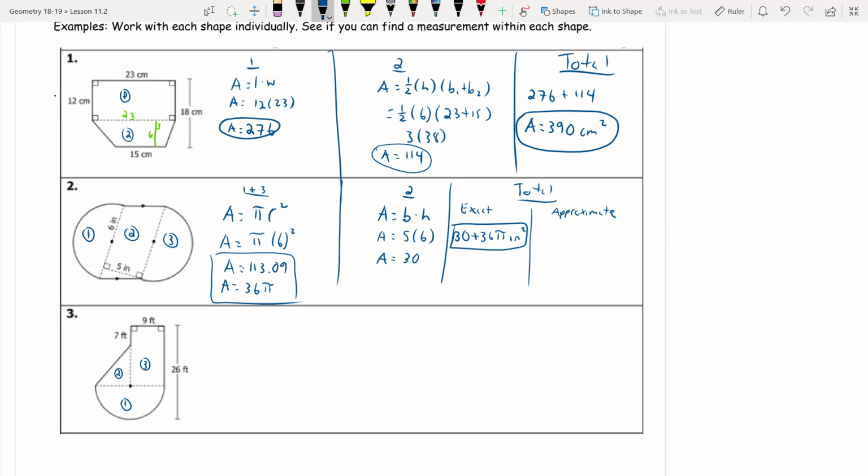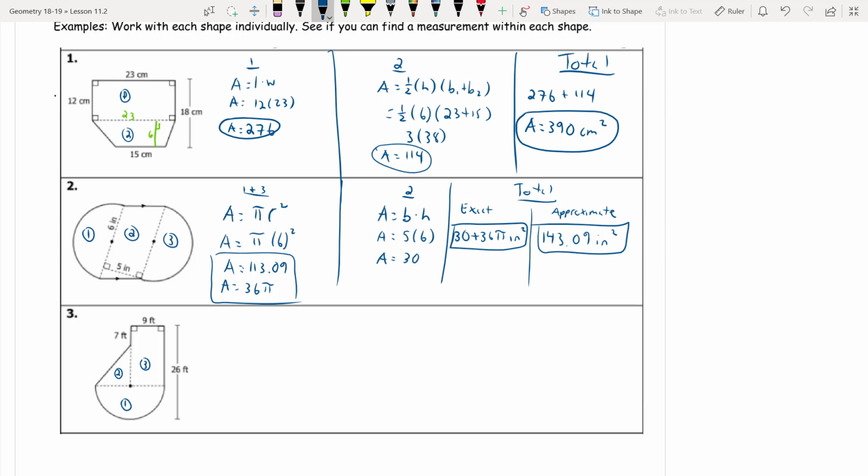If you're doing approximate, you would do 113.09 plus 30, sorry. And so you'd end up with 143.09. And that's, once again, inches squared. So it depends on the situation. It's good to have both. You can easily do both. It's not a very difficult thing to have an exact or an approximate answer, but just want to keep that there.